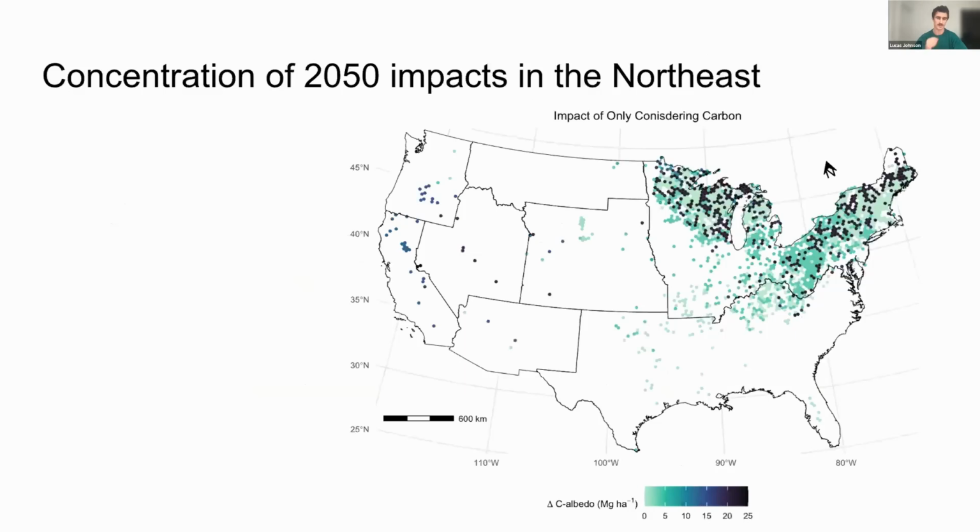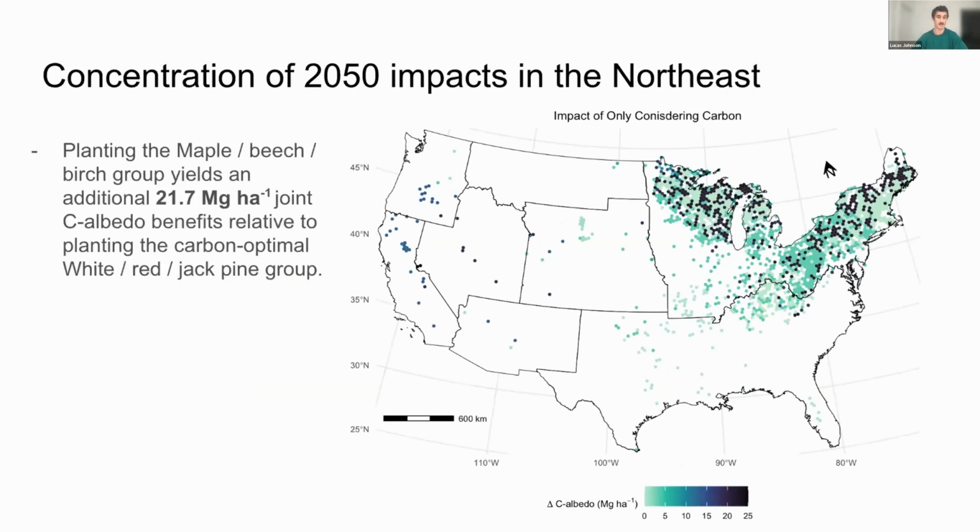To highlight this shift, I'm now showing the difference in joint carbon albedo benefits in units of metric tons per hectare for only those hexagons where considering albedo yielded a different decision. Again, the Northeast pops out, but what also stands out are those purple shaded hexagons where the impact of only considering carbon is quite large. These hexagons show that planting the Maple Beech Birch group yields an additional 20 metric tons per hectare of joint carbon albedo benefits relative to planting the otherwise carbon optimal pine group.